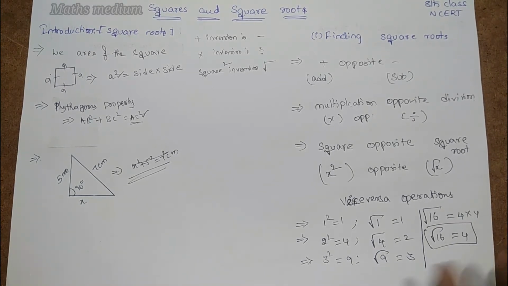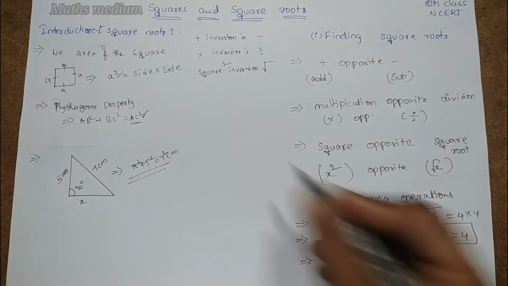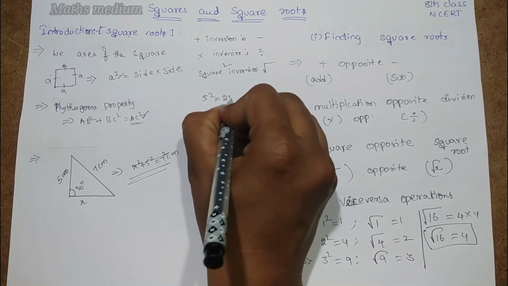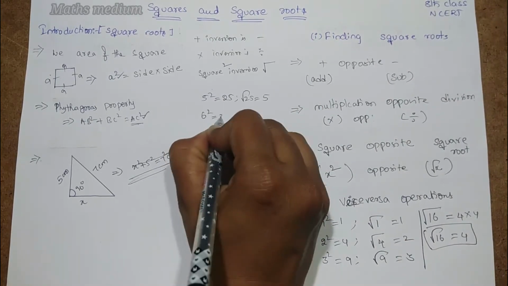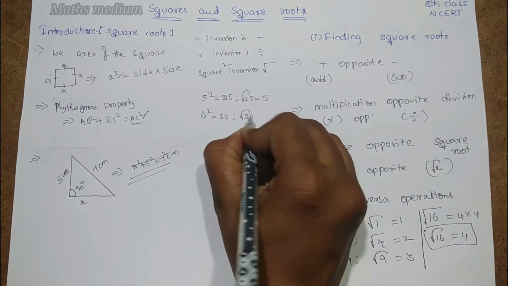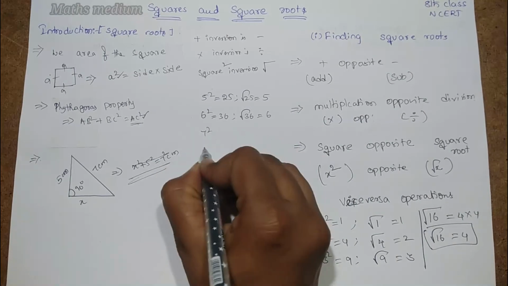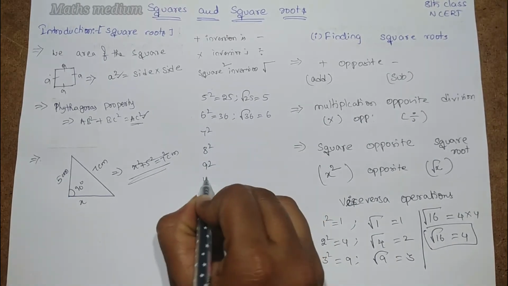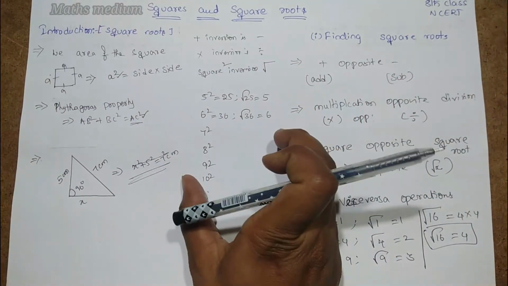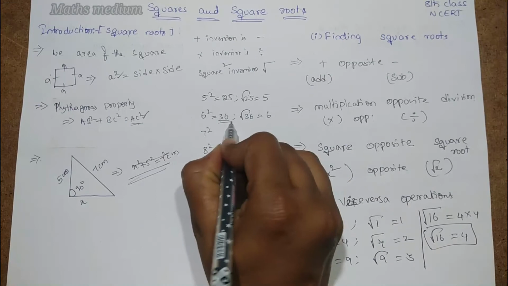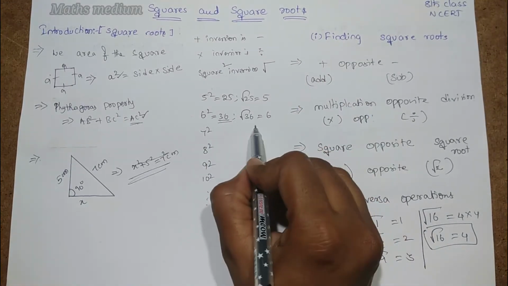This is the opposite sign about the finding square root in a simple method. Therefore, 5 square is equal to 25 and root over 25 is equal to 5, right? 6 square is 36. Here root over 36 is equal to 6, right? Similarly, 7 square, 8 square, 9 square, 10 square, etc. These are the finding square roots in a basic form. If you are given any small value, we can find it easily in this way.